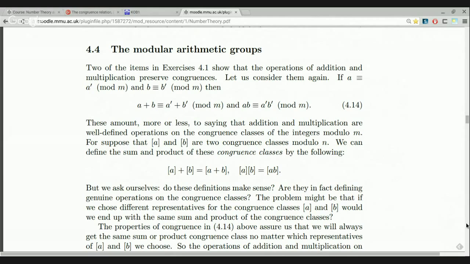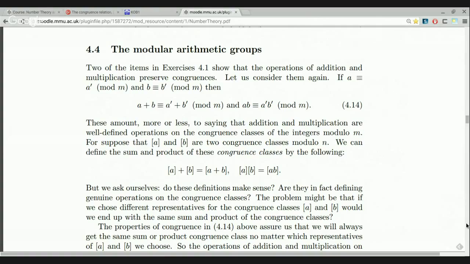So I'll draw an example to help us think about this, what we're going to look at now in theorem 4.4. Draw a large picture. We're going to think of the integers modulo 10. So think of the congruence relation modulo 10. This is a relation on the integers. Congruence is an equivalence relation, so it's going to partition all of the integers into 10 subsets.